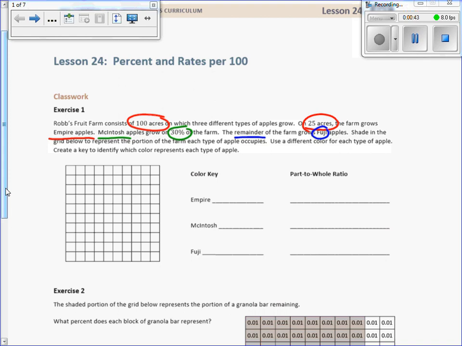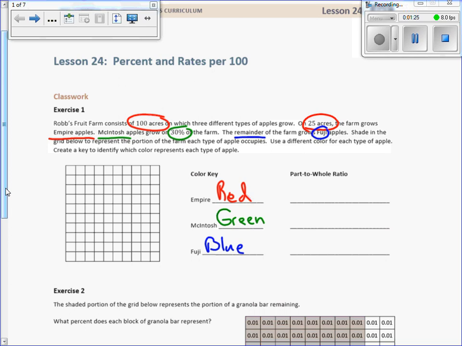Shade in the grid below to represent the portion of the farm each type of apple occupies. Use a different color for each type of apple. Create a key to identify which color represents each type of apple. So I'm going to do the colors that I used here. I circled Empire apples in red. So here's my color key. Empire red, Macintosh green, and Fuji blue.